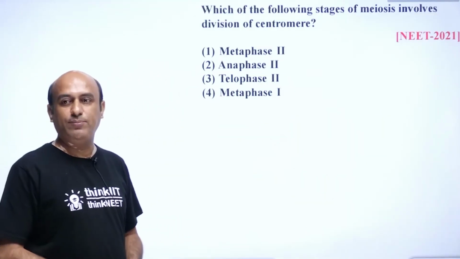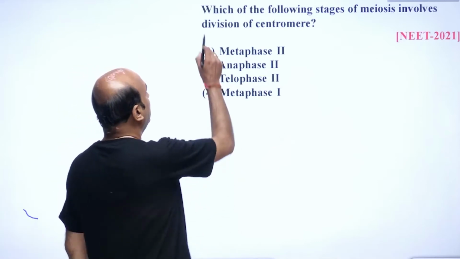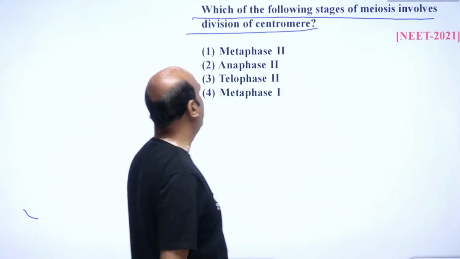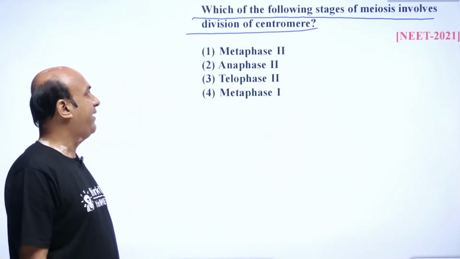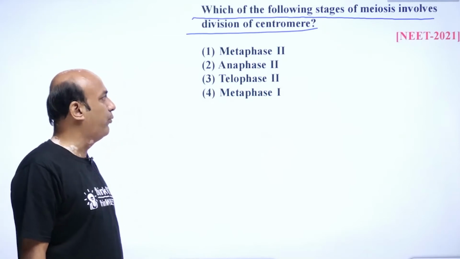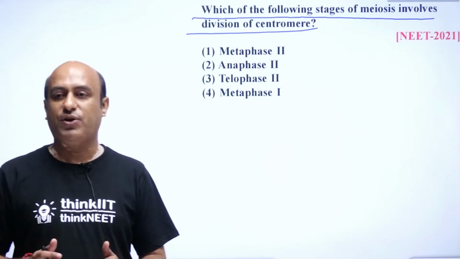Now student, let us come to the next question. Here the question is, which of the following stages of meiosis involves division of centromere? Here the options are option number 1 metaphase 2, option number 2 anaphase 2, option number 3 telophase 2, and option number 4 metaphase 1. So student, which option is the correct one?